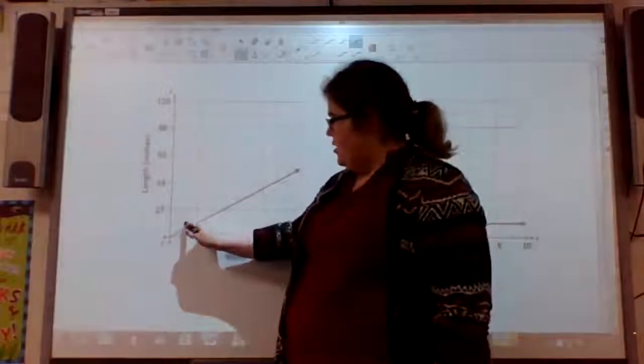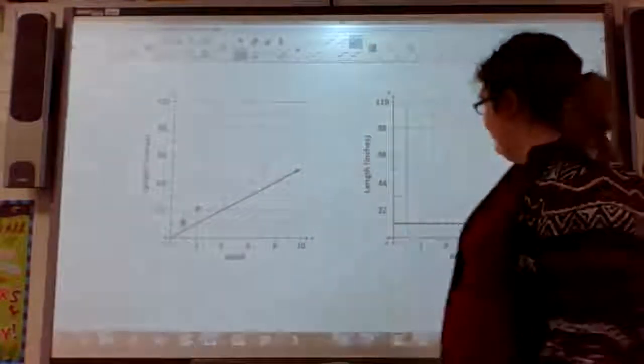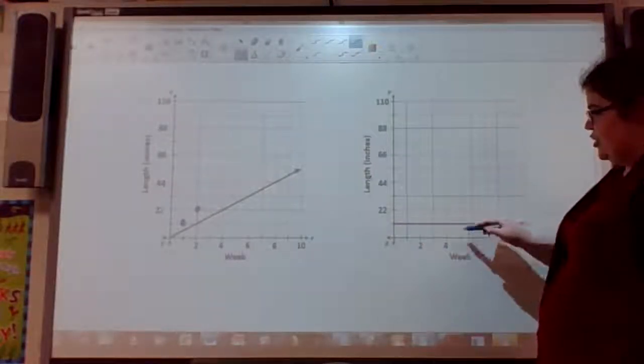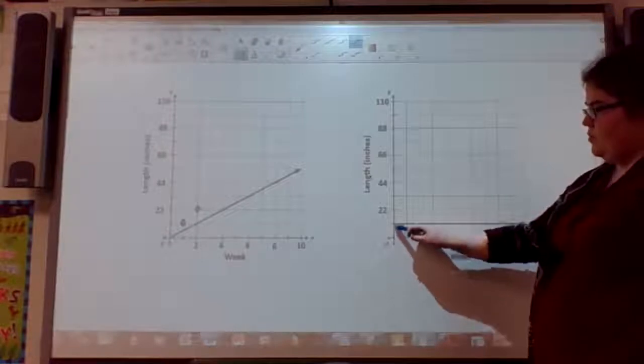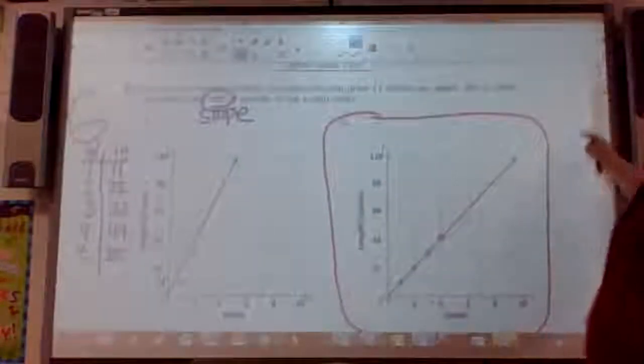1 week, that is definitely not 11. 2, that is not 22. That one's wrong. This one says it doesn't change. This says slope is 0. So that's definitely not it. So the answer was G.